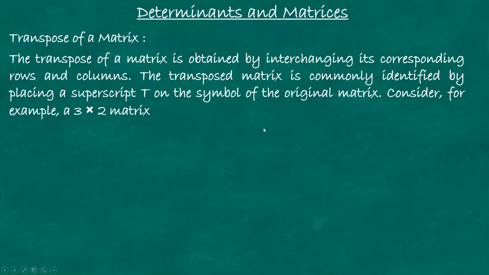Okay. Consider, for example, a 3x2 matrix. This matrix is 3x2: three rows and two columns. The transpose means interchanging the corresponding rows and columns. Therefore, from 3x2, it becomes 2x3.